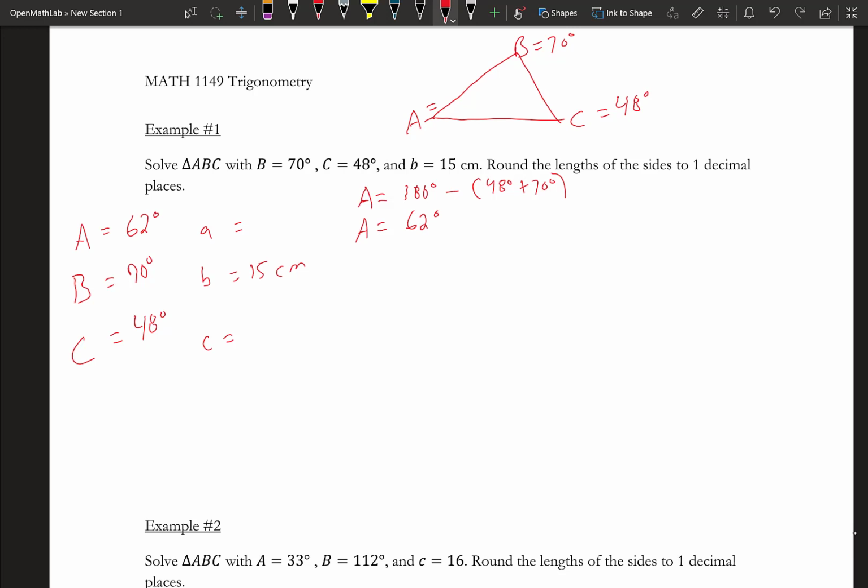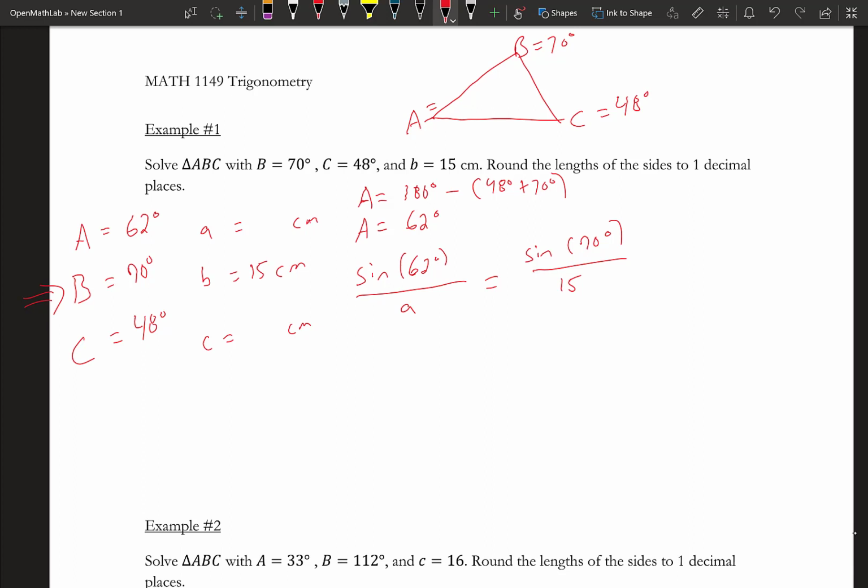And then now to be able to find a and c, that's where I need to use the law of sines. So to figure out a, I could take sine of 62 degrees divided by little a equals, and then I'm going to want to use B here because I know the angle and the side measurement for B, so this would be sine of 70 degrees all divided by 15. We could put centimeters, but I'll just know that each of these answers for a and c are going to be in centimeters.